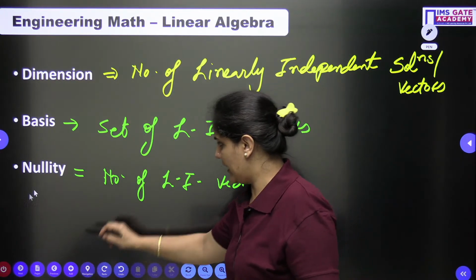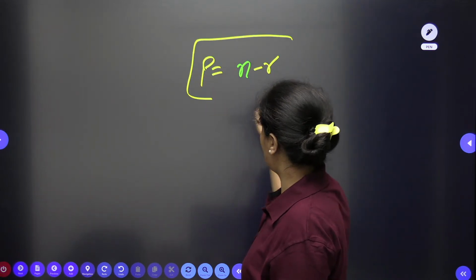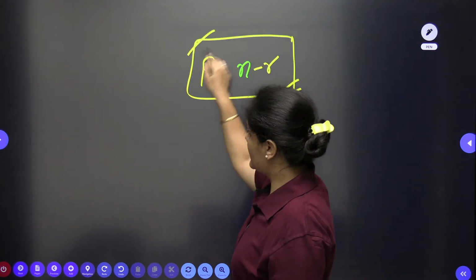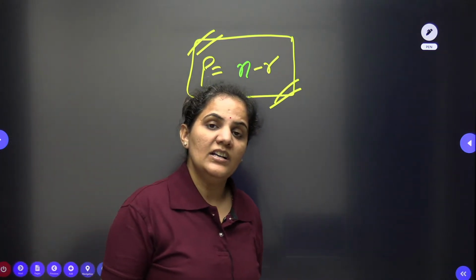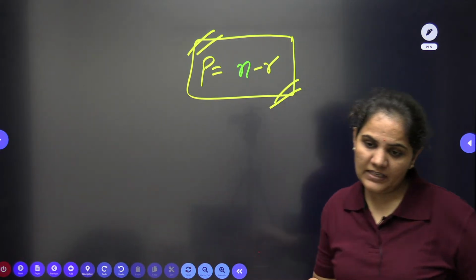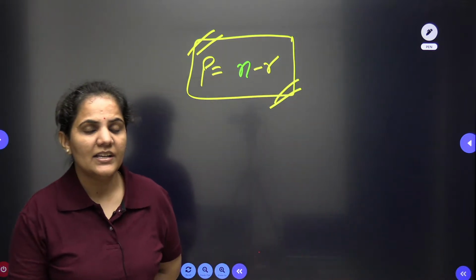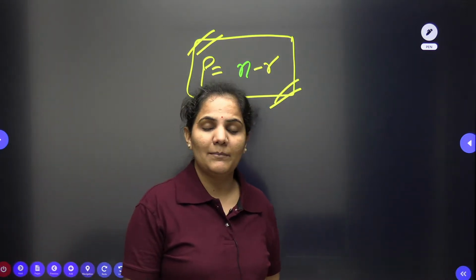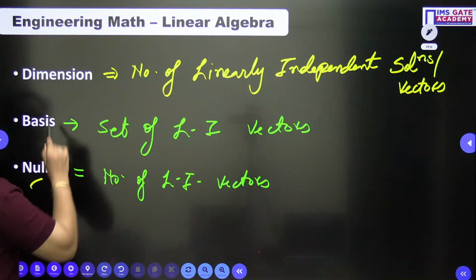For finding nullity, we can use p = n minus r. From this we can find the number of linearly independent vectors, the number of linearly independent solutions, right? So using p = n minus r, we can find the nullity or the dimension of the null space also. So nullity and dimension are the same.